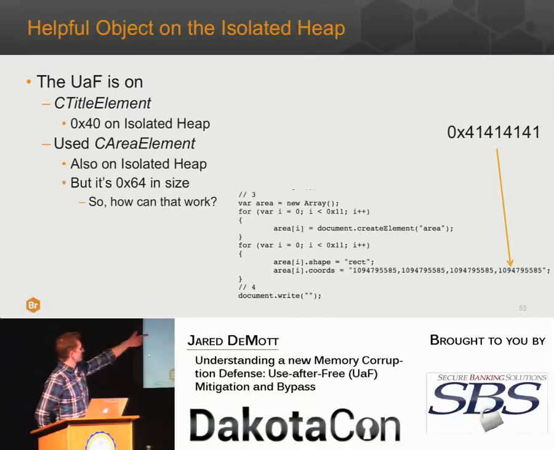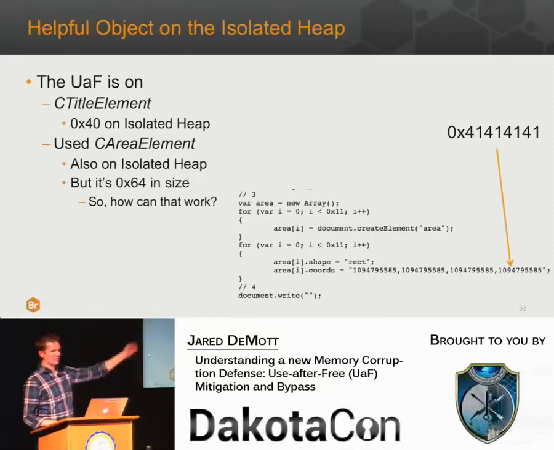And the way the object is one of these area objects. So you just do document.createElement area, and then you set its shape to rectangle, and then you can set some coordinates, which is basically 41, 41, 41 in decimal.